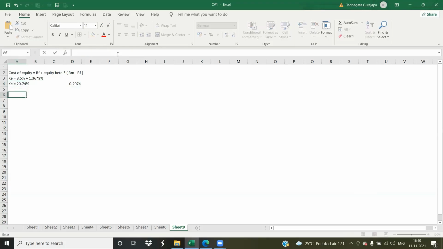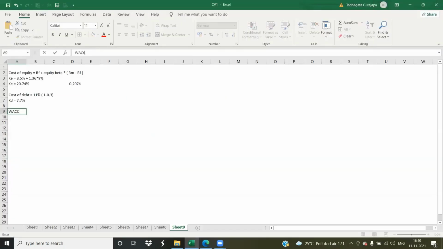So what is KD? Cost of debt. Cost of debt is equal to coupon rate into 1 minus tax rate. Coupon rate, that is 11% into 1 minus 0.3. Okay. So KD is equal to 11% into 1 minus 0.3, that is 7.7%, right? So what are the weights?